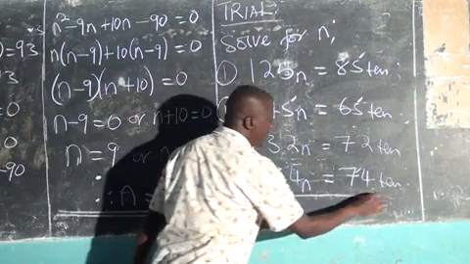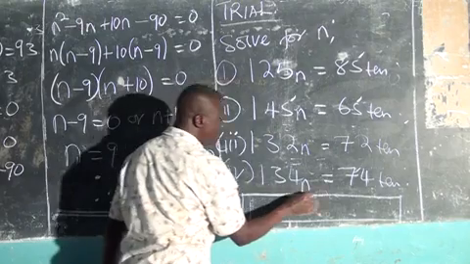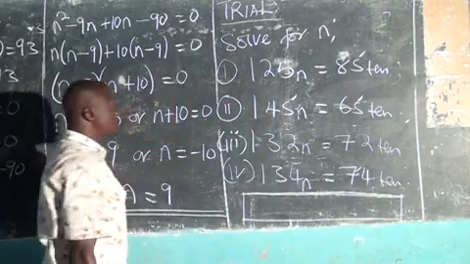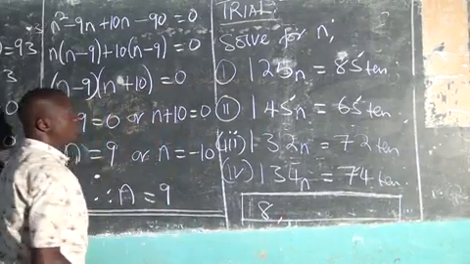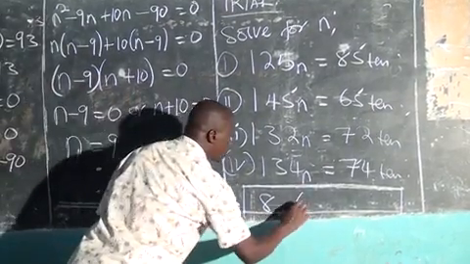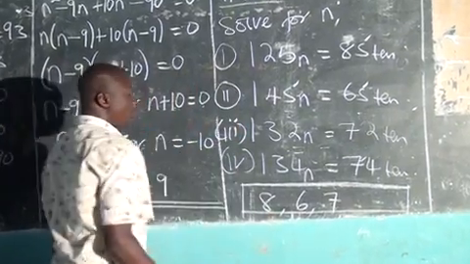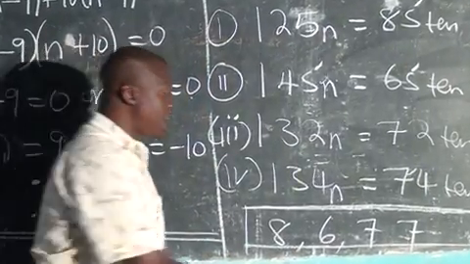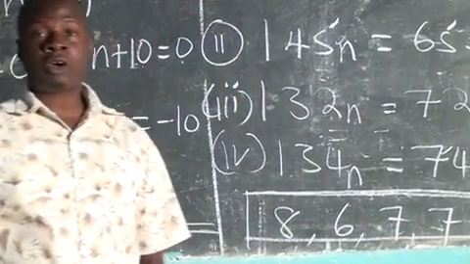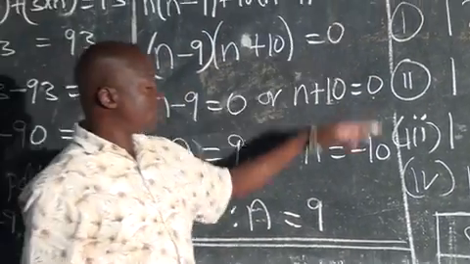Try to compare with these answers. We have 8, we also have 6, we also have 7. So these are the possible answers. Try to check on yourself after trying this out.